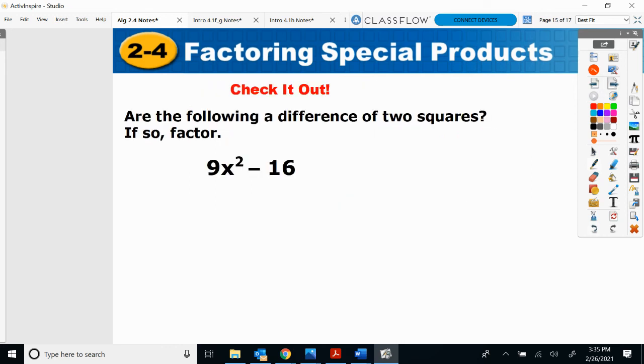I'm going to have you guys try one. Check this one out. See if this is actually a difference of two squares, if it's that special type of binomial. If it is, factor it. If it's not, you don't have to do anything. But if it is going to work out, go ahead and factor it, and we'll see what you guys come up with for that.